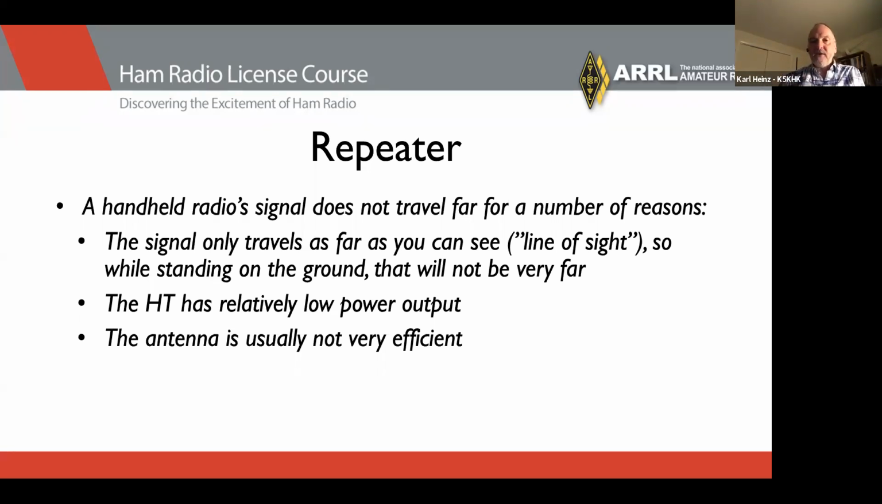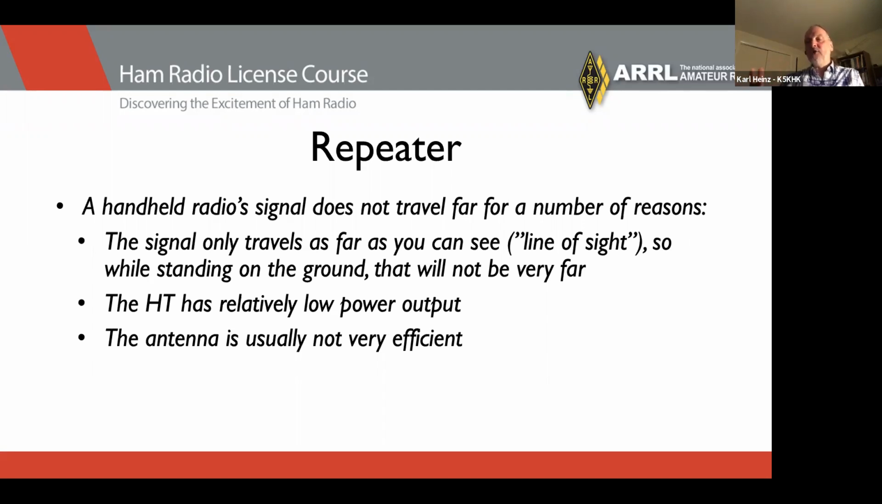So these radios are not very powerful, and the signal from them only travels as far as you can see. And we call that line of sight propagation. More about that in 2 weeks. Usually the antenna you have is also very inefficient. So low power, being on the ground, inefficient antenna means your signal will travel maybe a couple of miles, 3 miles. On a really good day, up to 7 miles. And then the curvature of the earth gets in the way, and that's it.